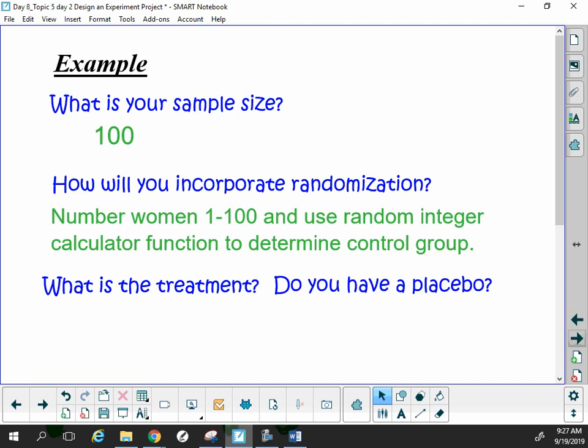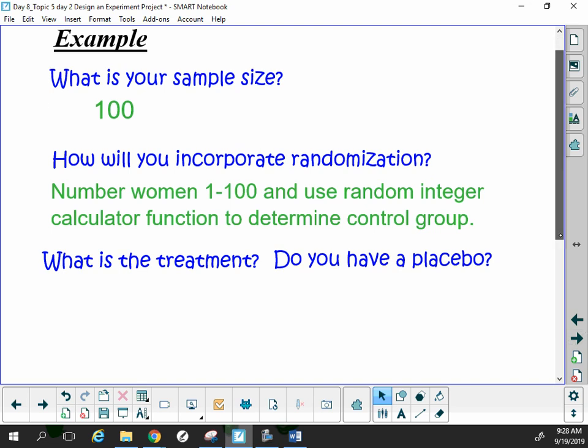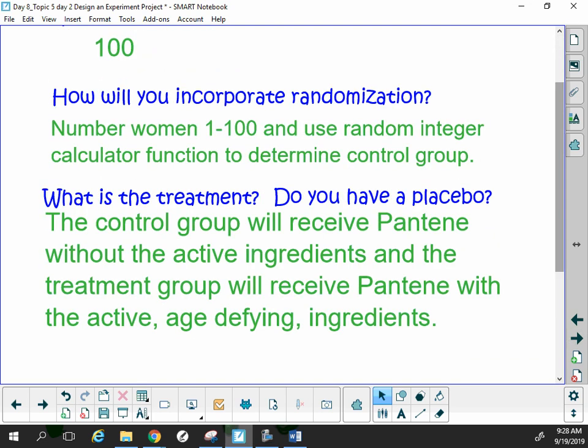So then we need treatment. Remember, an experiment needs to have randomization, random assignment, basically, and treatment. Those are the two things I really need. So my treatment, this is how it's going to work. The control group will receive Pantene without the active ingredients. That's my placebo, okay? They're going to receive my Pantene without the age-defying ingredient, and the treatment group will receive the actual Pantene with the active age-defying ingredients.